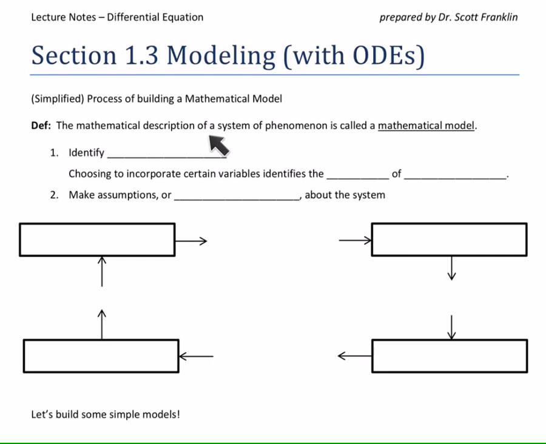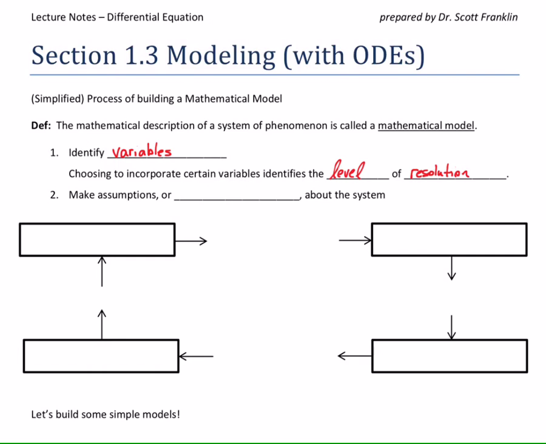The first thing you always do when you're building a mathematical description of a system or phenomena, which we call a mathematical model, is to identify which variables you want to consider modeling and what variables are inputs to that particular model. So you identify your variables, and choosing which variables to incorporate into your model identifies what's called the level of resolution. The level of resolution means how granular, how fine-tuned your model is to take into account all possible variables that might have an impact.